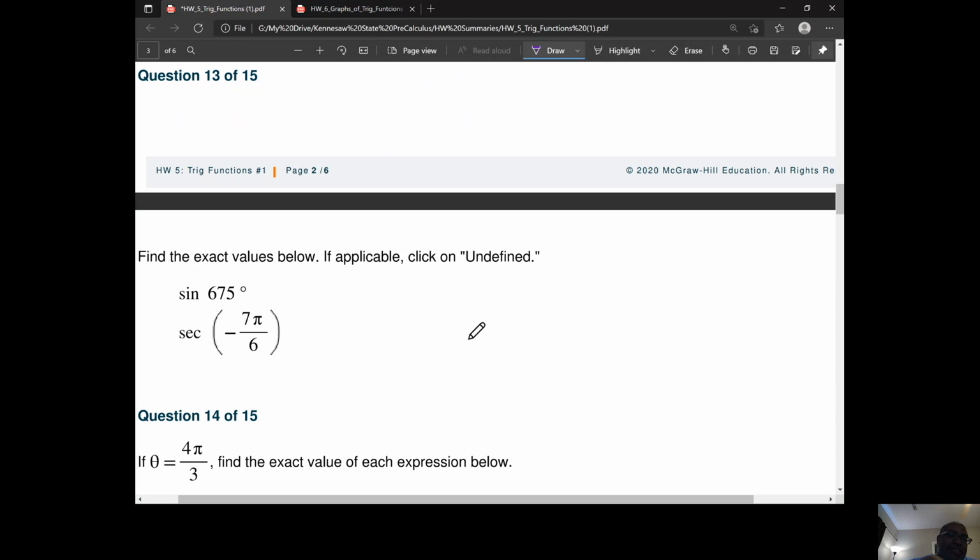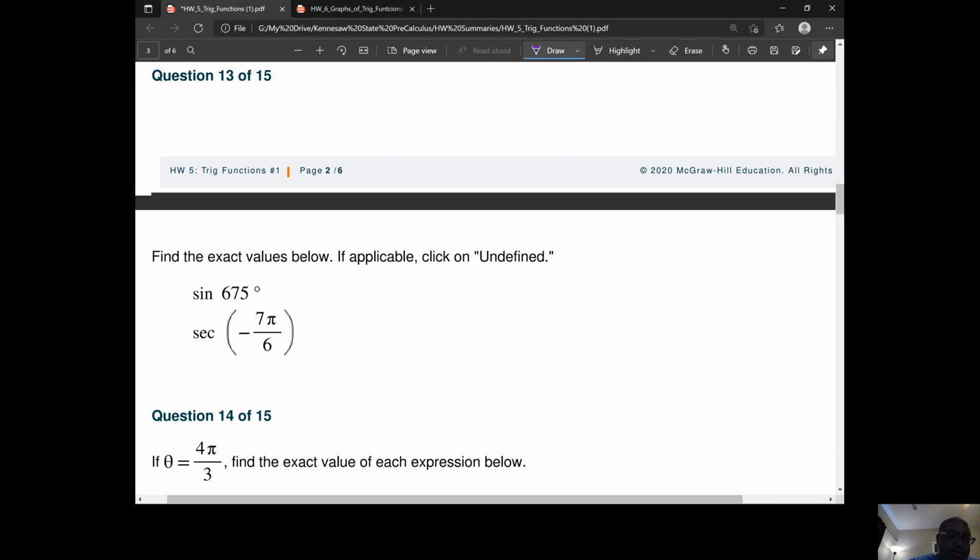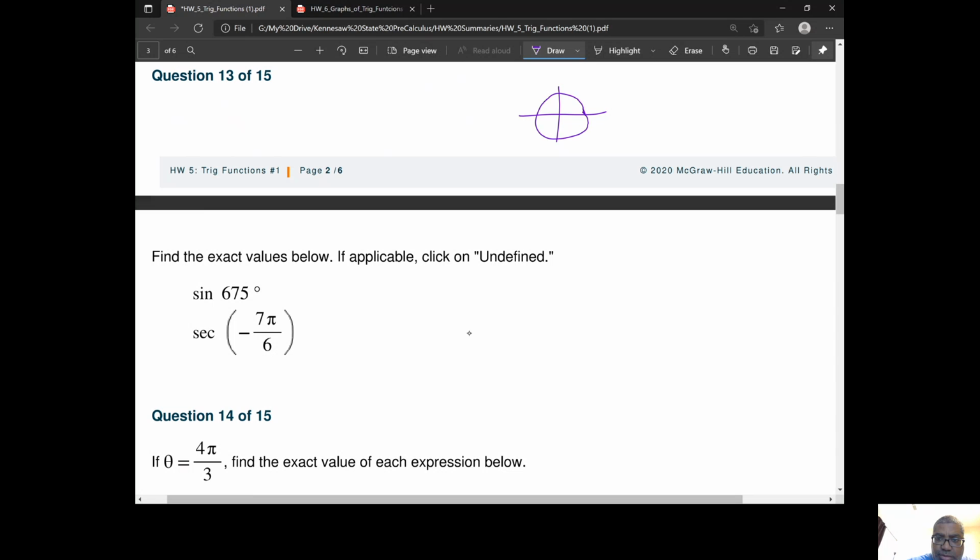So first, the sine of 675. We need to know the reference angle for that. So we subtract 360. 675 minus 360 is 315. Well, we know where that is. If you have your triangle, 315 is right there.